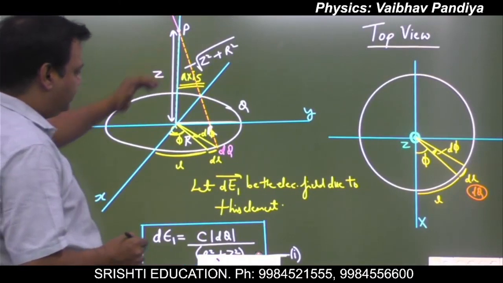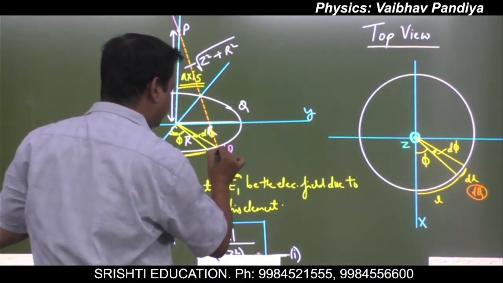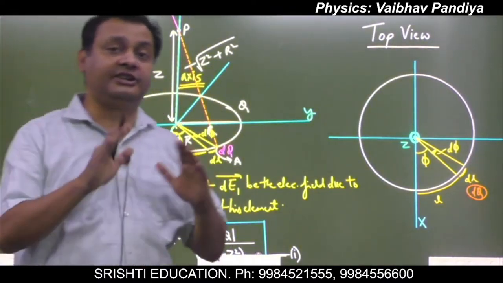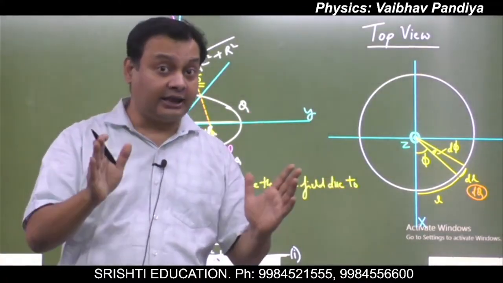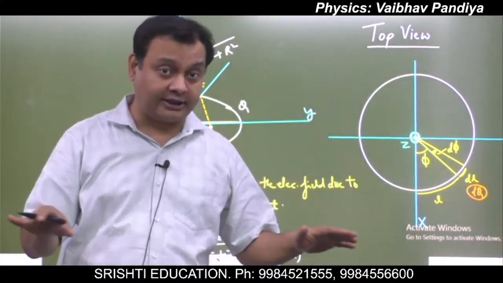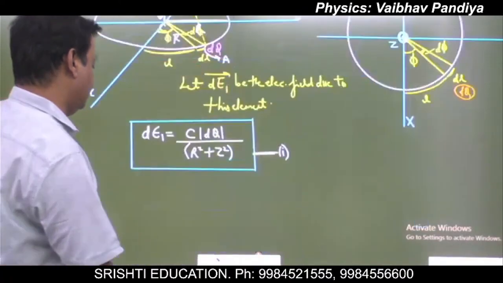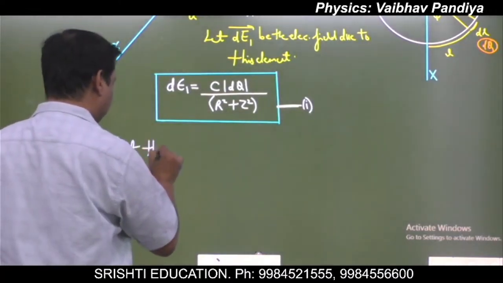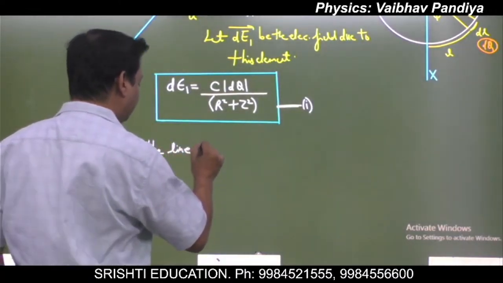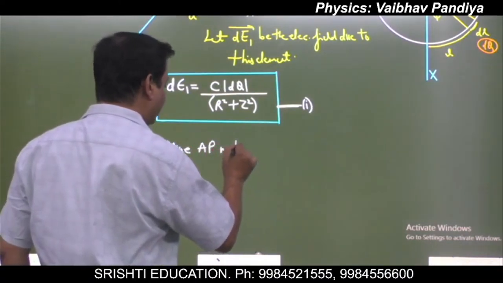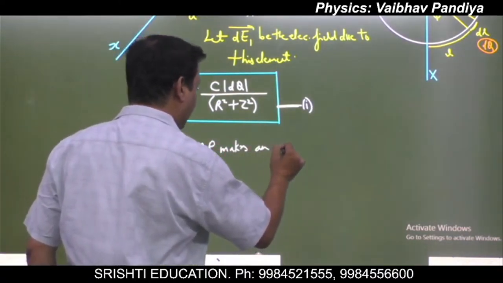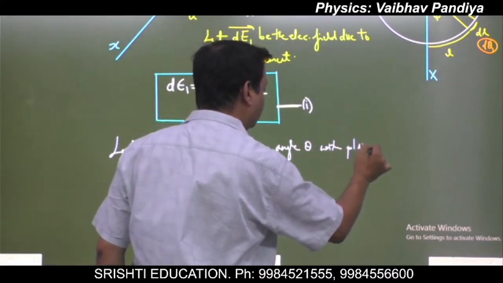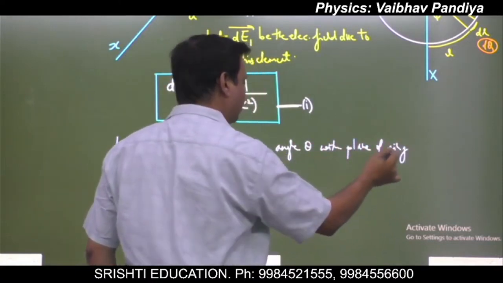Now say this element has a position which I am giving the name A. Let the line AP subtend an angle theta with the plane of the ring. And what is the plane of the ring? The XY plane. So let the line AP make an angle theta with the plane of the ring. That is which plane?